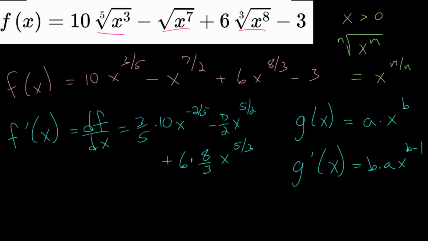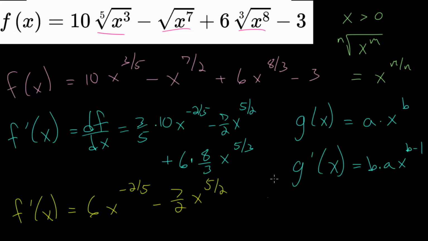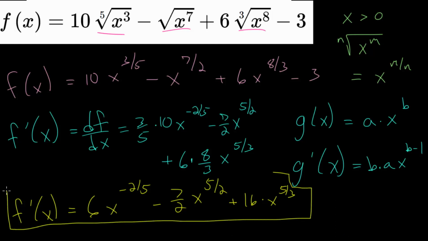And at this point, we can simplify everything. We'll just write f prime of x, and 10 divided by 5, that's 2, so we get 2 times 3, which is 6. So 6x to the minus 2/5. Then we have minus 7/2 x to the 5/2. And 6 divided by 3, that's 2. 2 times 8 is 16. So plus 16 multiplied by x to the 5/3 power. And this right here will be the derivative of our function f with respect to x. It is the rate of change of our function.